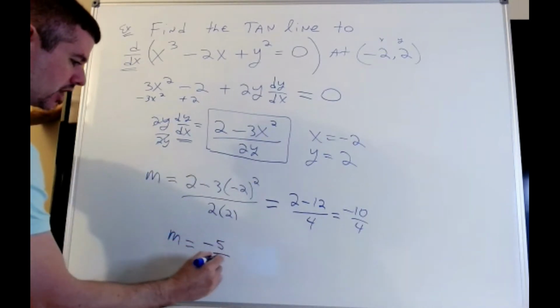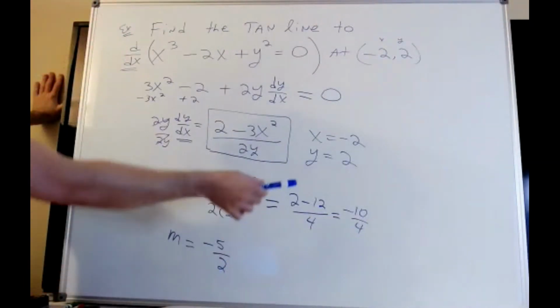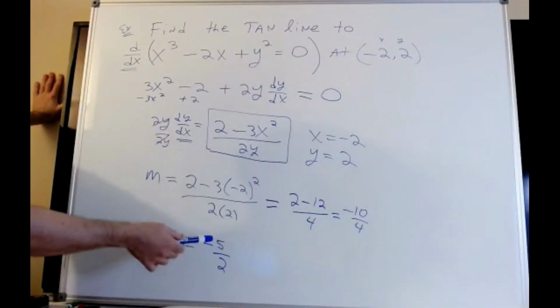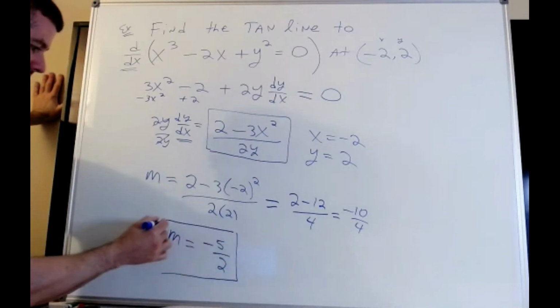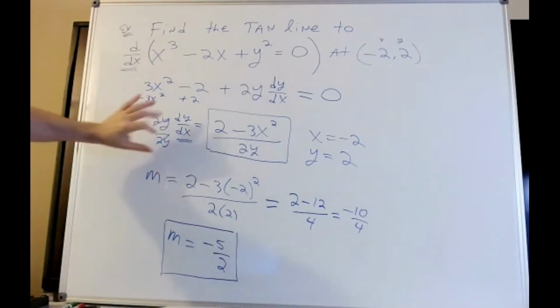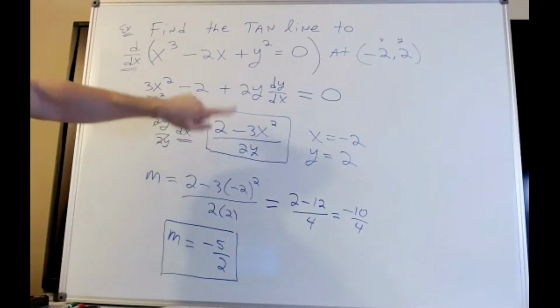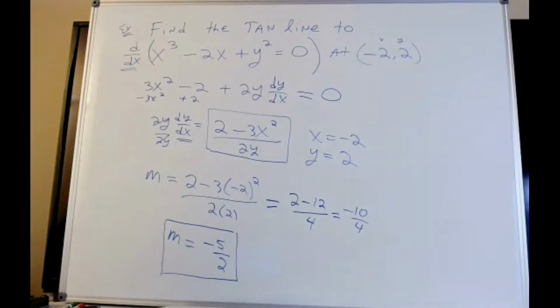What am I doing? I just cut the numbers in half. 10 and 4 are even. I want you to reduce. Don't leave it as 10 over 4. Why not make the number smaller and reduce it? So this is the slope of my tangent line. Now I'm not quite done. I took my derivative, I got my dy/dx, I plugged x and y into it and I got my m, but now I need to find my b.